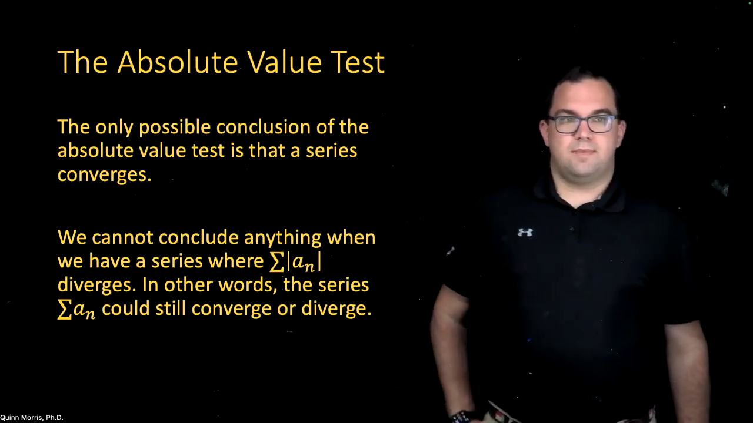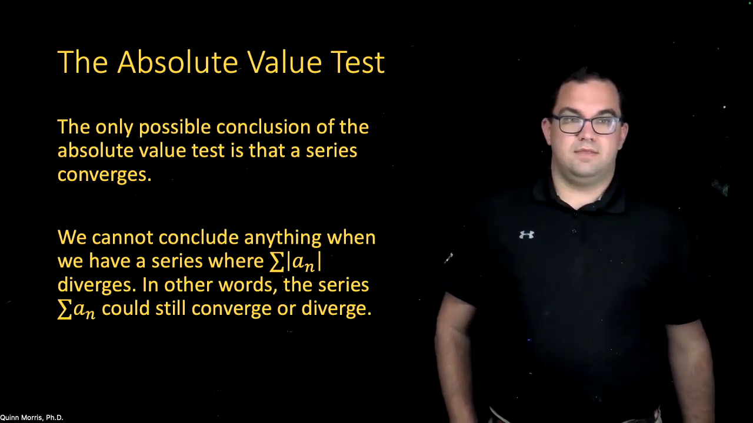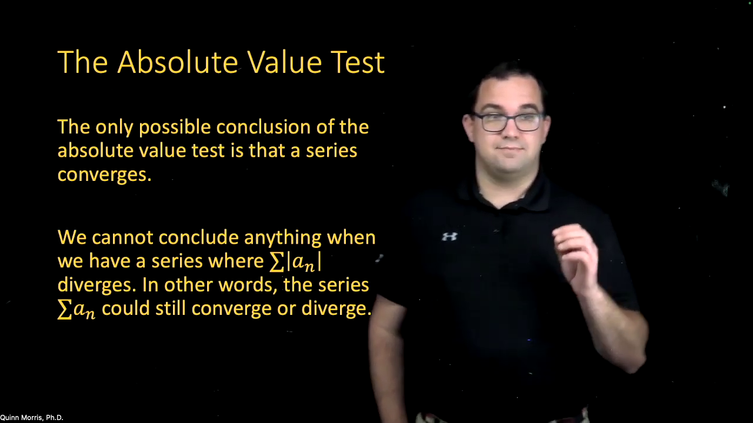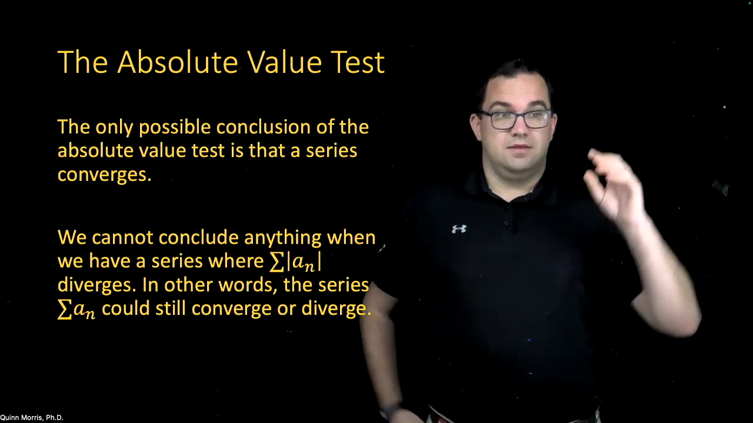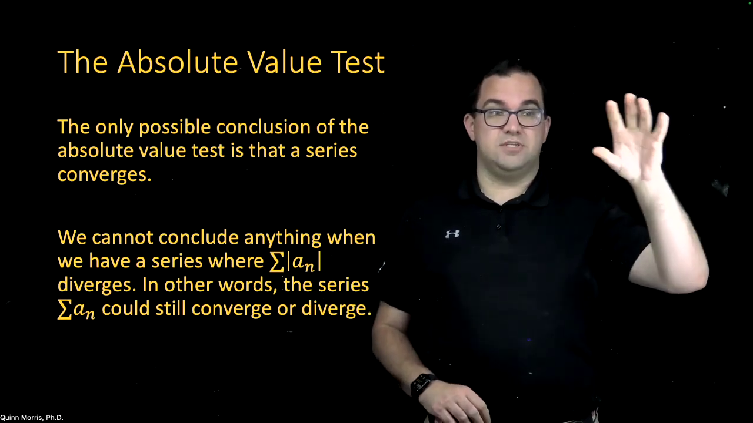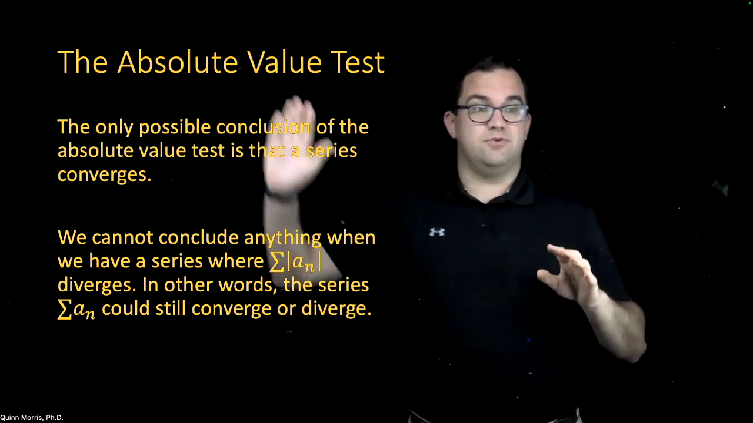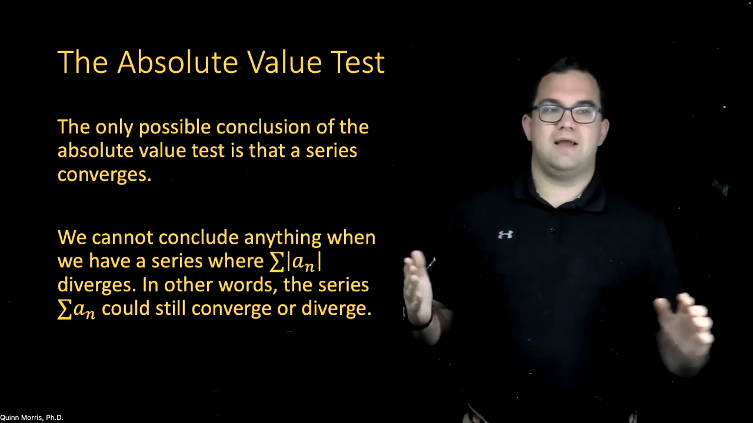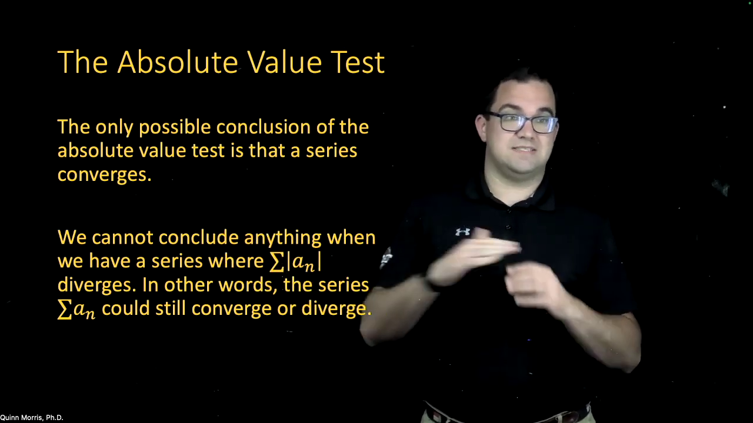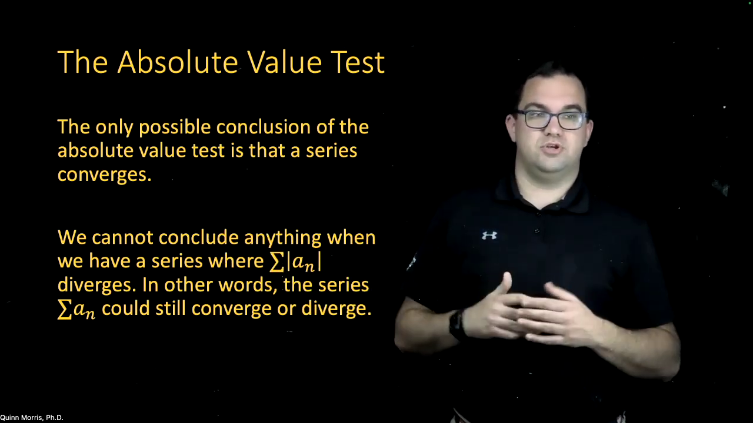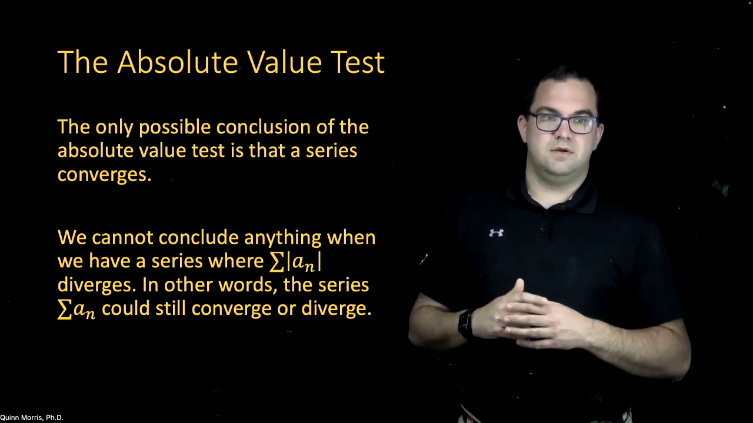So a couple of remarks about the absolute value test. The only possible conclusion of the absolute value test is that a series converges, right? The absolute value test says if the series of absolute values converges, then the series converges. So you'll never write a sentence that says this diverges by the absolute value test, because that's not a valid conclusion from the absolute value test.